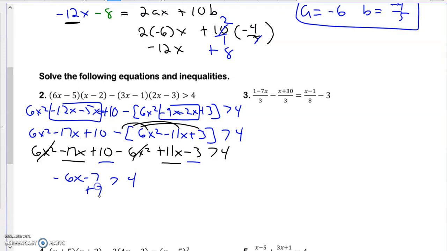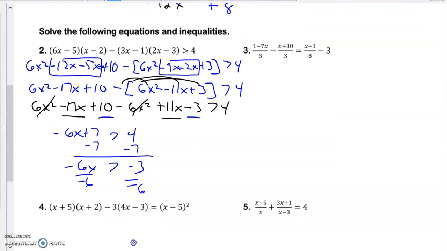Then I'm going to add, no, it's a positive 7. So I'm going to subtract 7 because it's a positive 7. And then I'm going to get a negative 6x is greater than negative 3. I'm going to divide by negative 6. Aha! Dividing by a negative, we've got to change the inequality sign. Two negatives make a positive, and x is less than 1/2.